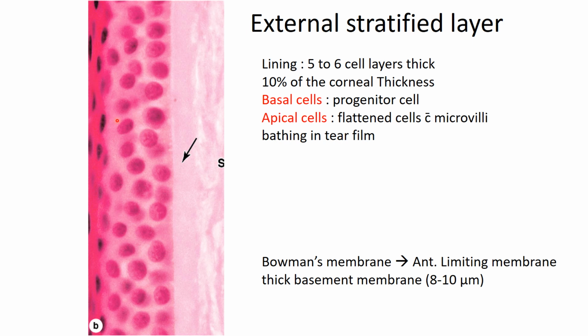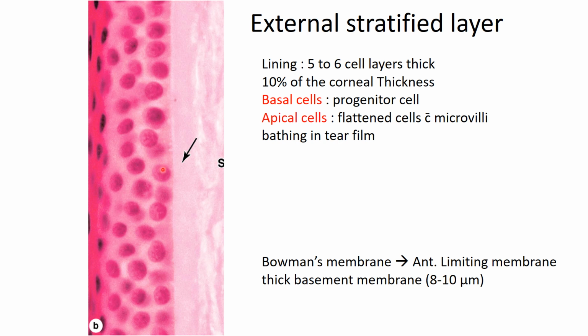This is the external stratified layer. Its thickness is 5 to 6 layers, and it contributes almost 10% of the total corneal thickness. It is made up of cells lying on a basement membrane, which is the thick portion known as Bowman's membrane or the anterior limiting membrane, 8 to 10 microns thick, and these basal cells are the progenitor cells.